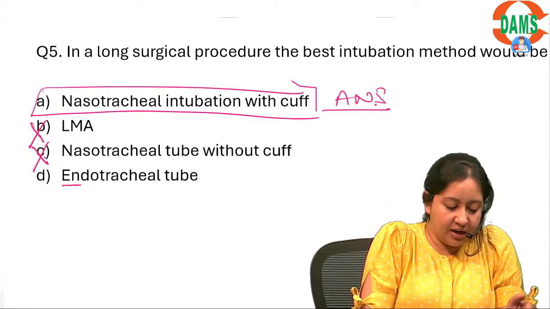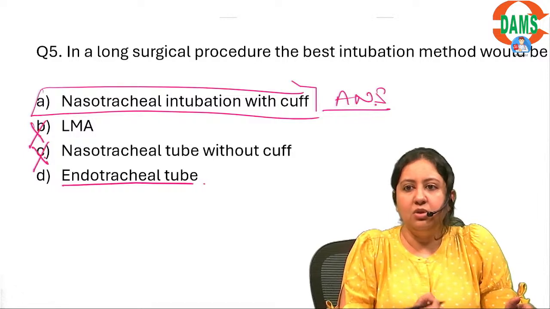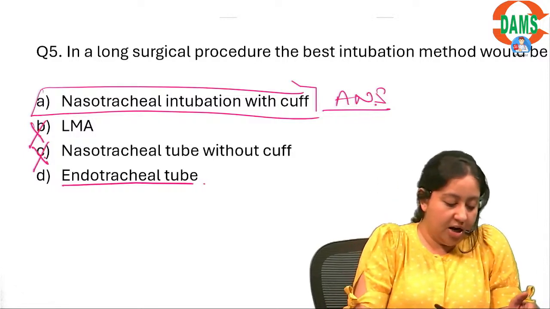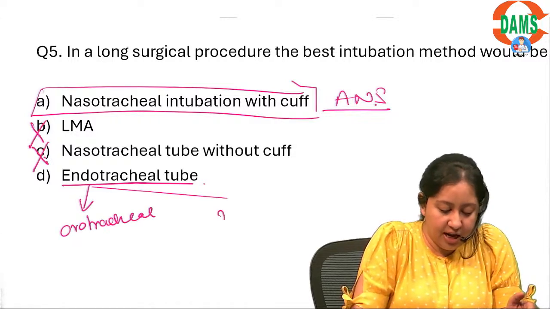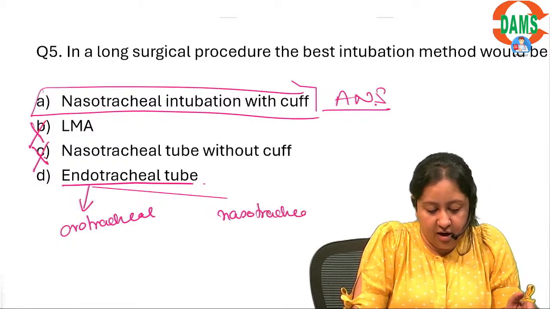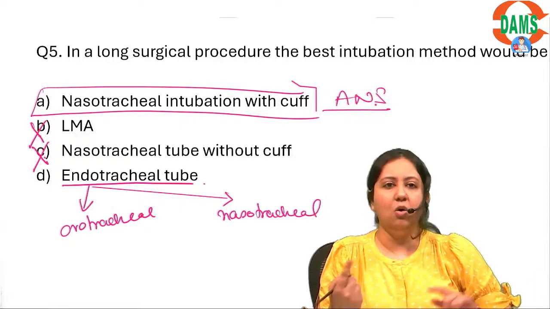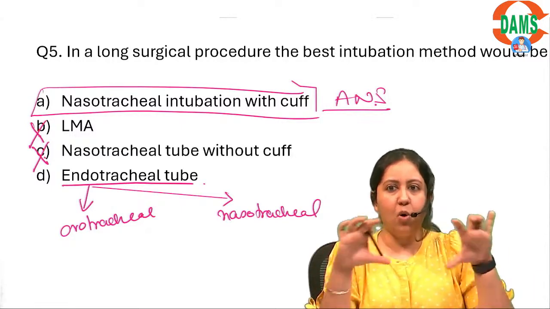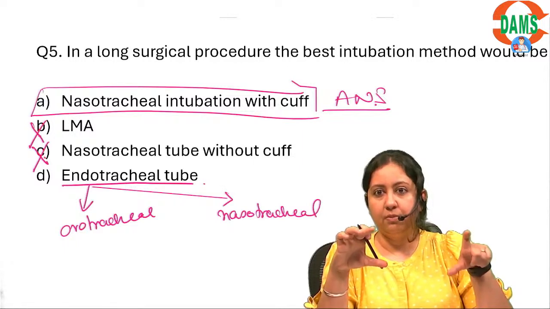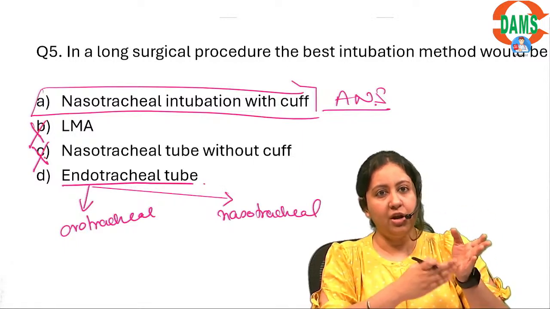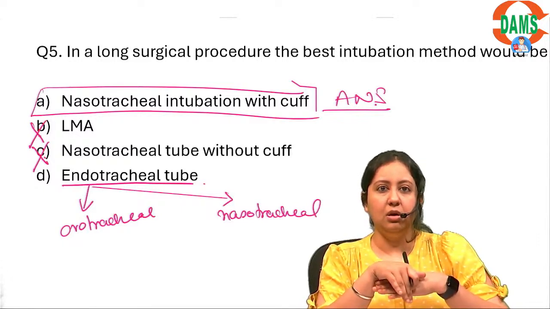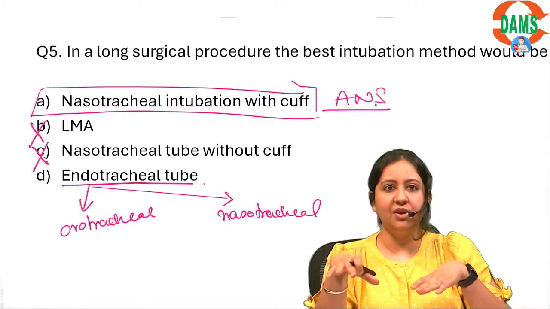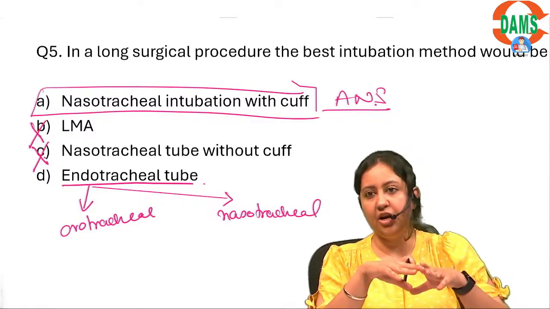Now here, please don't get confused. When you say endotracheal tube, it can include orotracheal also and it can include nasotracheal also. Endotracheal can mean either orotracheal or nasotracheal. So endotracheal is your broader term. That is why this is not the answer. Be specific. Look for specific things in questions regarding intubation.